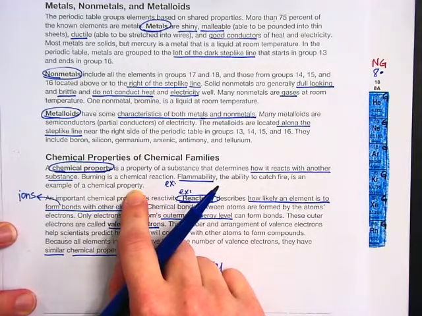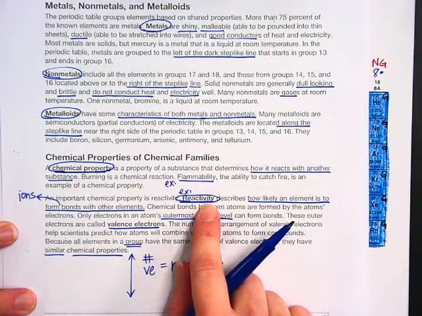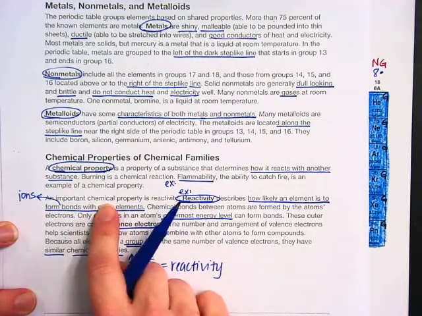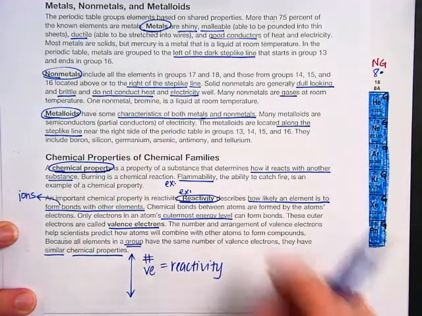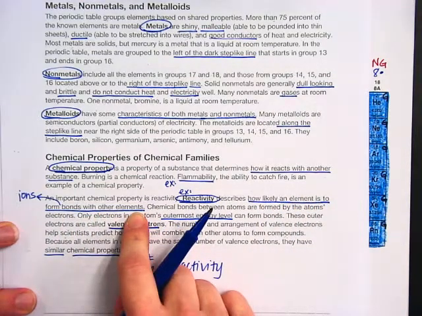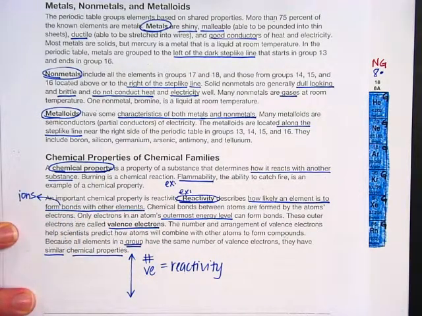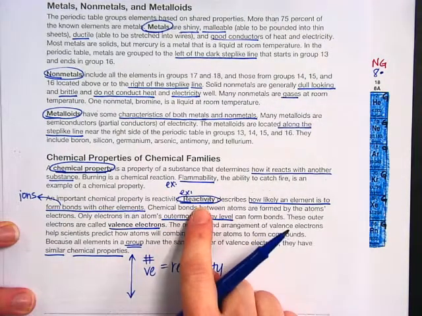Now, what are we going to be talking about? The property that we're going to be discussing is reactivity. Reactivity is another important chemical property. It describes how likely an element is to form bonds with other elements. Forming bonds means making ions, just like we took notes last week on what is an ion and how does it form. They give away electrons. They take electrons. Okay, that is a chemical reaction. It's a chemical change. Reactivity is the chemical property.